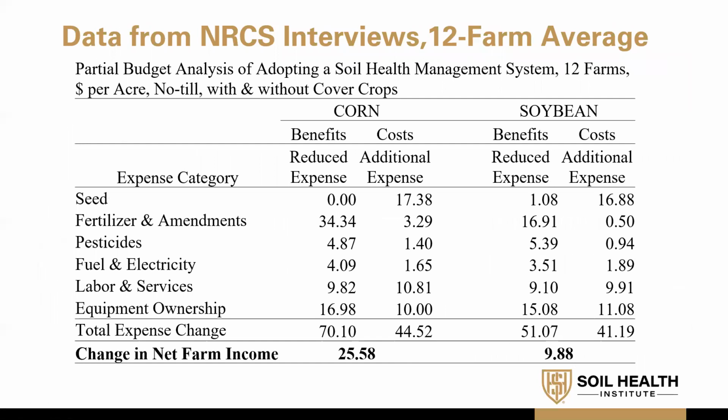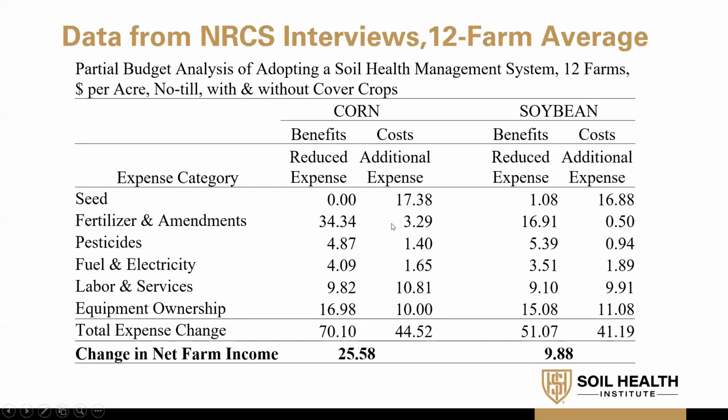These are empirical results, 12 farms from our NRCS data, averaged over 12 farms. These were aggregate, so they were all no-till. Some were with cover crops and some were without cover crops. Looking at corn, we have the benefits, reduced expenses, sum up to $70. Additional expenses sum up to $44.52. We have the same comparative numbers for soybeans.